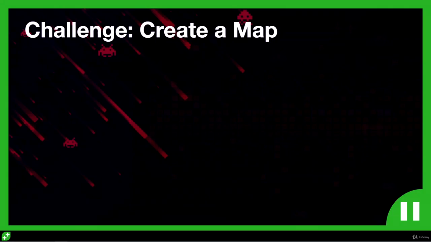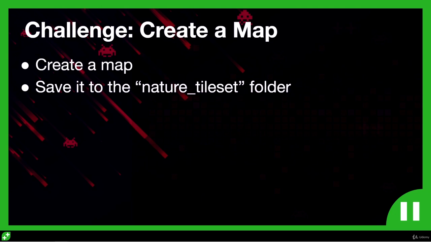So your challenge is to create your map. Use assets that you like to create a map and use a little bit of creativity to make this map yours. Then you're going to save it as a PNG into the Nature Tileset folder in your game project folder. Pause the video and make your map now.